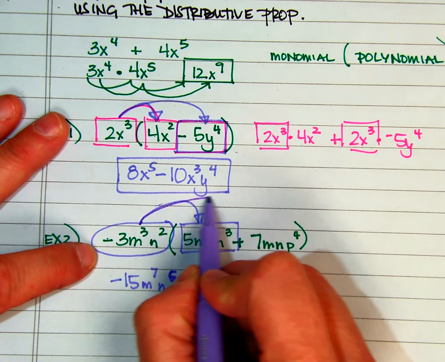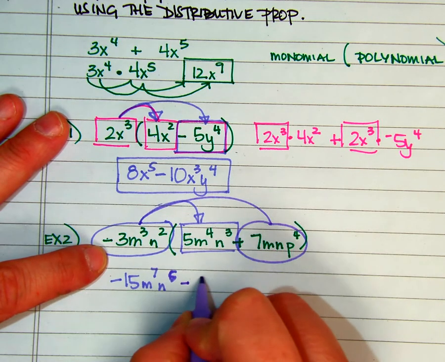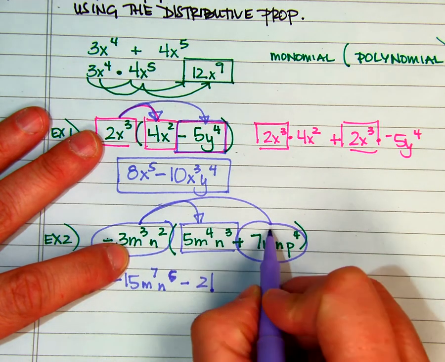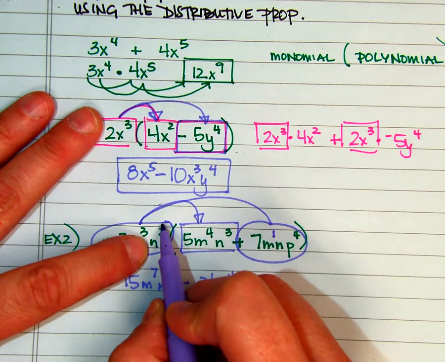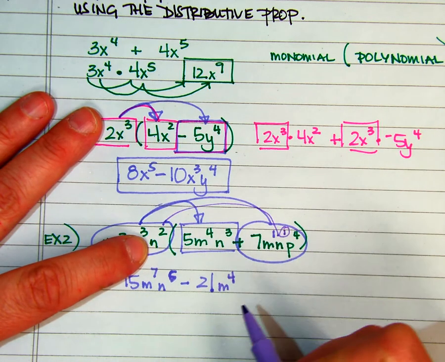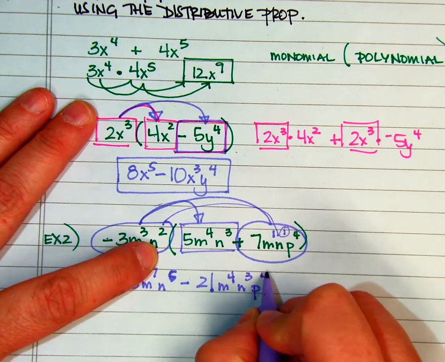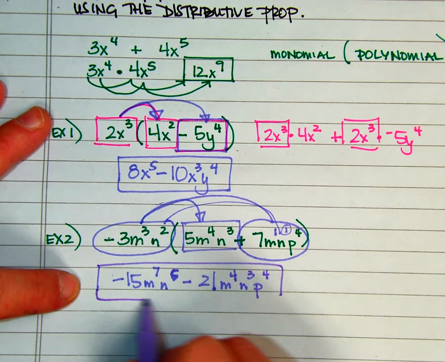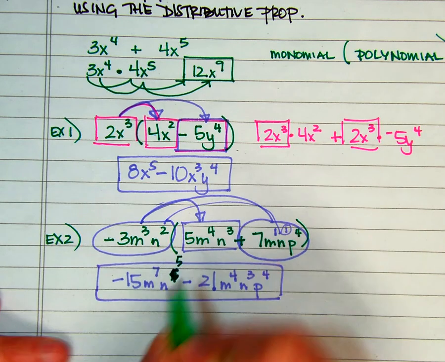Going with my other term, I have negative 3 times 7 gives me negative 21. I have 3 m's here and an understood 1, so I have m to the 4th, 2 n's here, 1 understood n here gives me n to the 3rd. No p's here. I have p to the 4th there though, so I have that as my final answer. And just so we're all on the same page, this is a 5. And I'm just going to cross that out and put a 5.